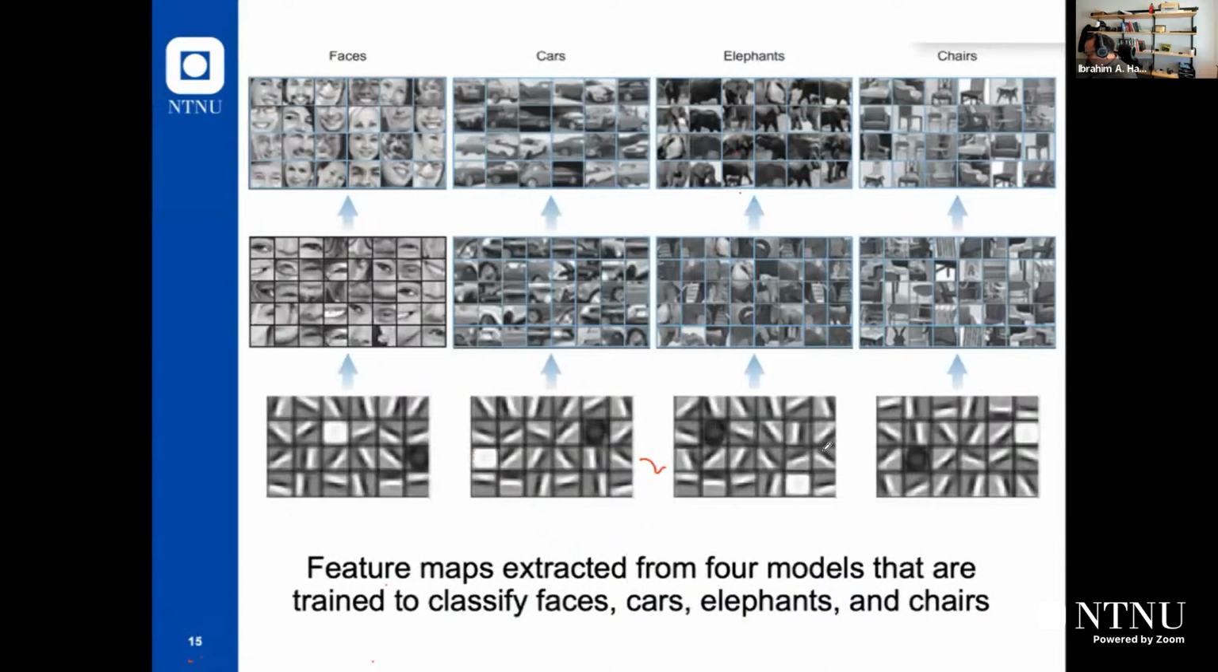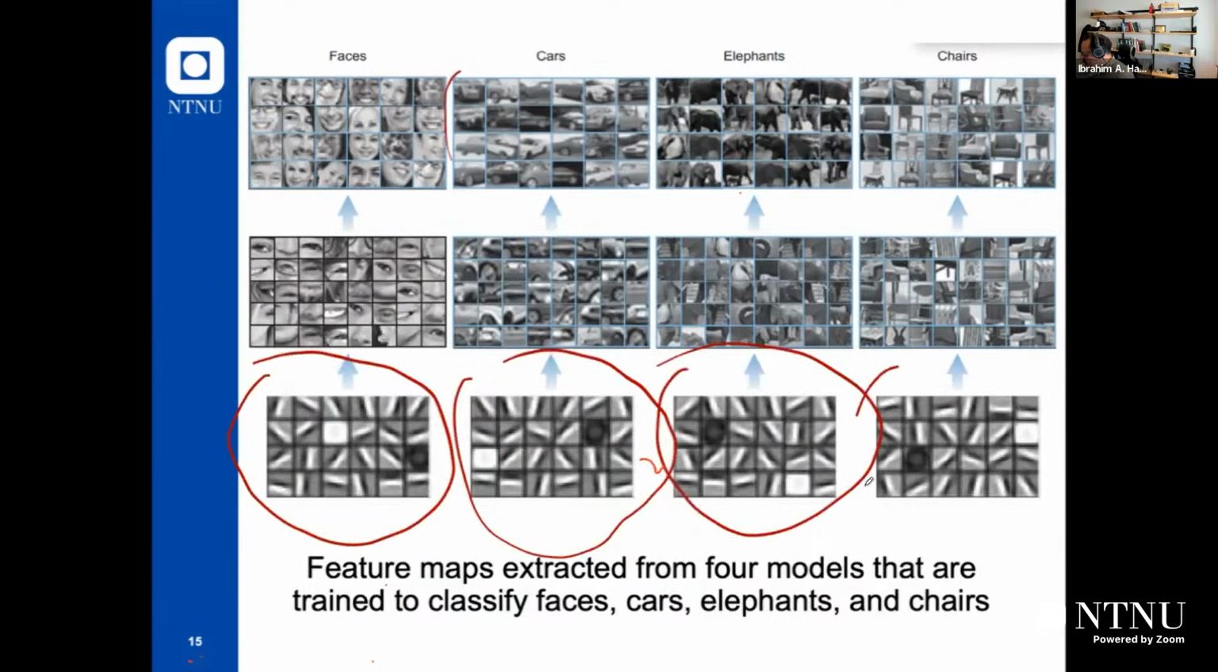Feature maps extracted from our models that are trained to classify faces, cars, elephants, and chairs. You see that transfer learning is a nice approach. For example, we train a model on faces. This is the feature maps which we are getting. If you train your models on cars to classify cars, you will get this kind of feature map. You can see that it's very similar to the feature maps obtained for faces, for elephants as well, and for chairs. As you can see here, feature maps are almost similar, right? Feature maps from faces, from cars, from elephants, from chairs, almost look similar, correct?